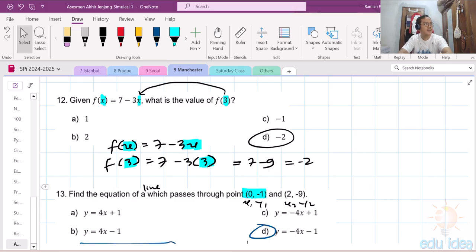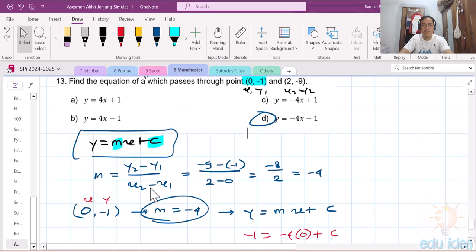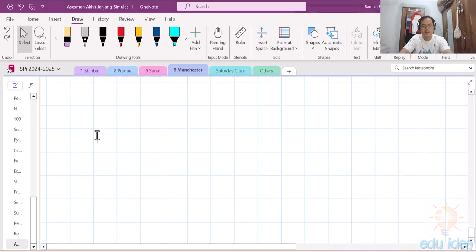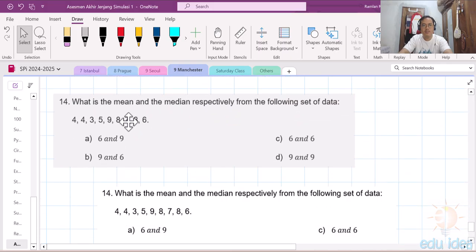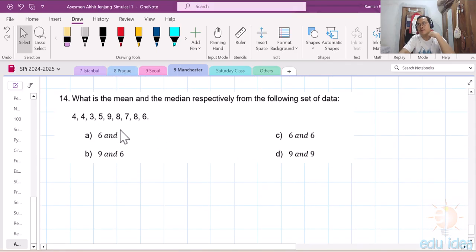Okay, that is statistics. Now number 14 is statistics. What is the mean and the median respectively from the following data set? Now, when you are encountering a set of data like this, if the data has not been ordered yet, you should order it if you want to find the median or the quartiles later on. But if you just want to find the mean, you don't have to. So it depends on the question.